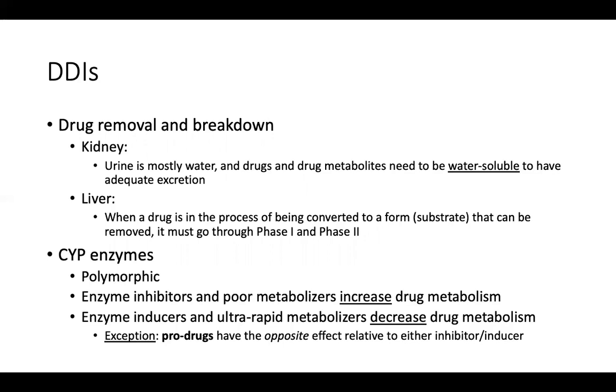So enzyme inhibitors and poor metabolizers generally decrease the drug metabolism, and then enzyme inducers and ultra-rapid metabolizers increase the drug metabolism. But we do have that exception of prodrugs, which have the opposite effect relative to either the inhibitor or inducer. That's because, as they're first being metabolized, they're going from inactive to active. And so it's important to know if the victim is a prodrug or not.